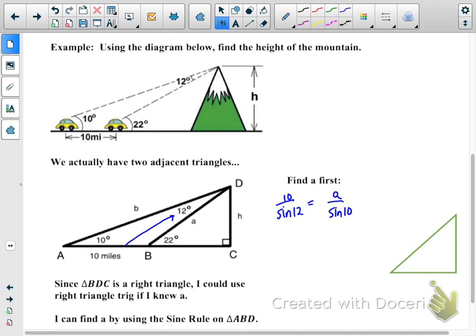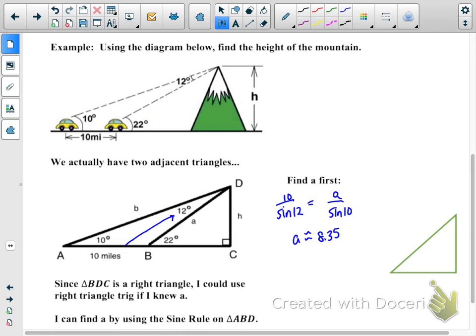Now, redraw that triangle if you need to. I don't know this angle right here, although I could find it, but that angle corresponds to b, and I don't know b. I don't care to know b. So that's information that I don't need. So we're going to cross multiply here and solve. I get that a is equal to approximately 8.35.